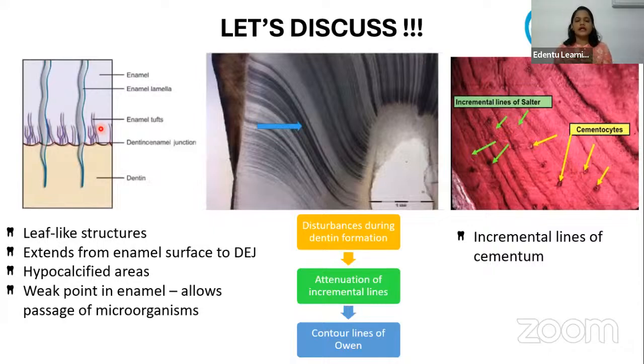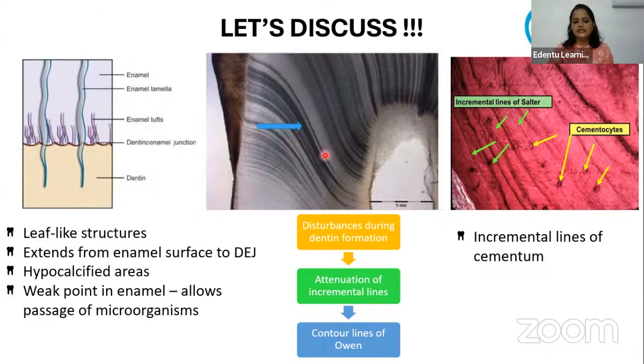So if the calcium content is less, it will be easy for the microorganisms to come and attack this enamel lamellae. So it is mainly considered a weak point in enamel, and it allows the passage of microorganisms into the underlying dentine easily. So that is about this enamel lamellae.